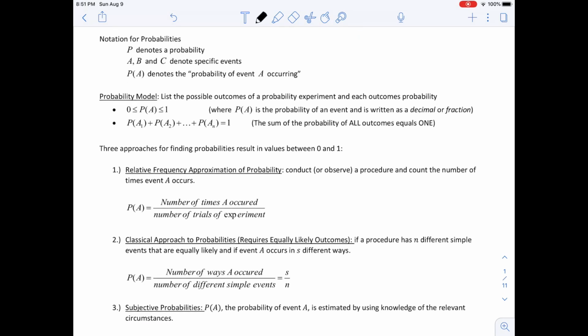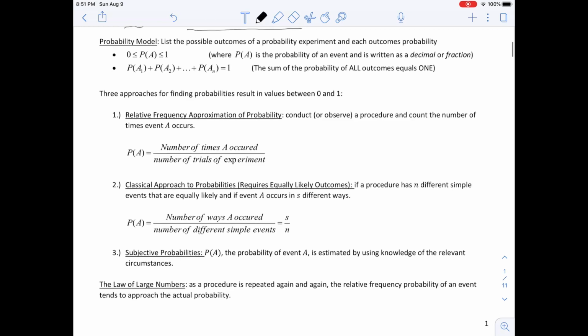The next part that we have on here is notation for probability. Capital P denotes a probability, capital A, B, and C denote a specific event, and P of A denotes the probability of event A occurring.